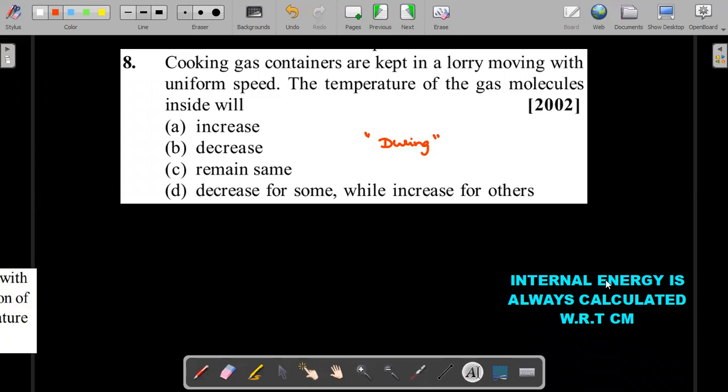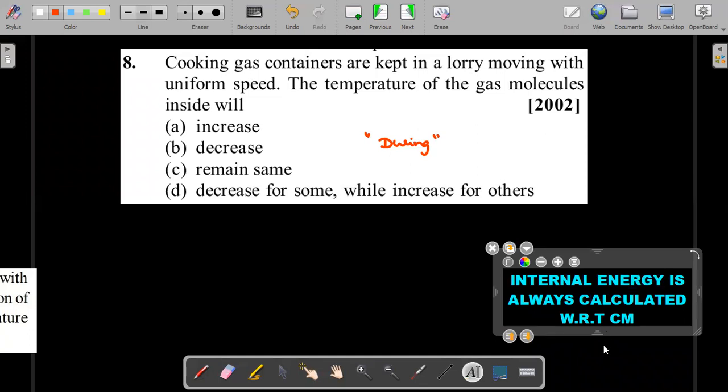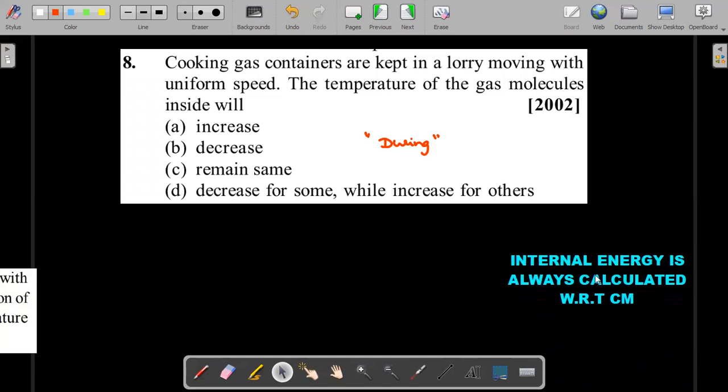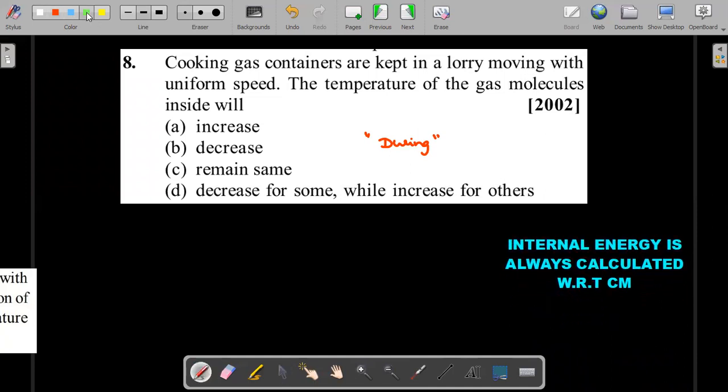So you should realize the internal energy calculation for an ideal gas is associated with the kinetic energy, but that is always calculated with respect to CM. So whatever internal energy formula you write, U is equal to degrees of freedom divided by 2 into nRT for n moles of an ideal gas, this is always calculated with respect to CM. So this is an energy associated with the random motion of molecules and not the orderly motion.